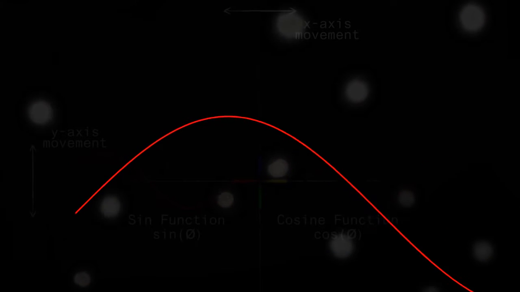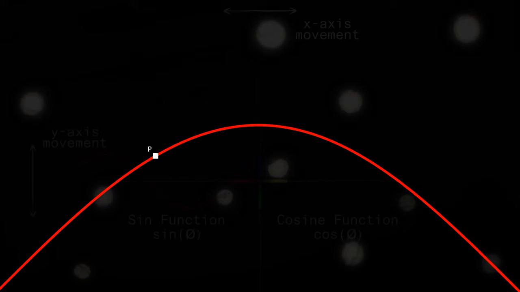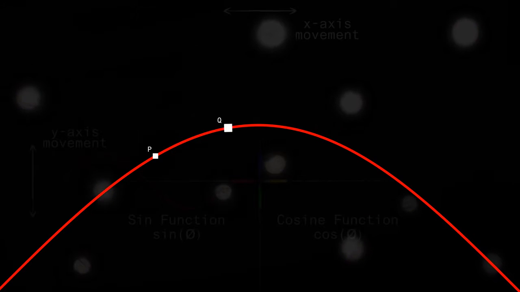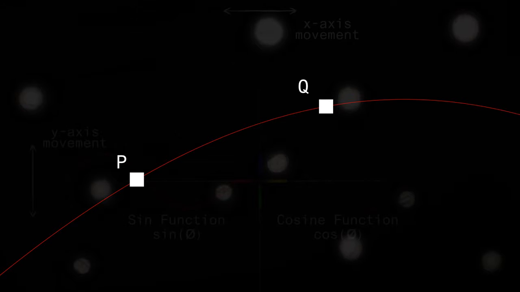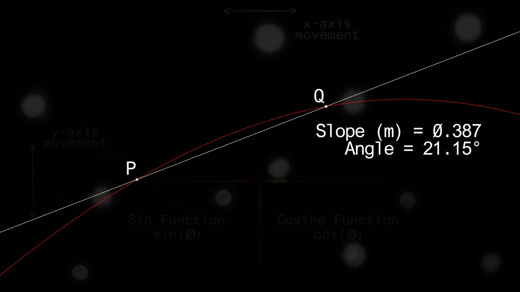The derivative is the instantaneous rate of change, or slope, of a function at a point of interest. We'll call this point P. We can approximate this slope by finding the rise over run of a secant line that passes through P at an arbitrary point Q. Note that our initial approximation of slope is 0.387, or 21.15 degrees from horizontal.